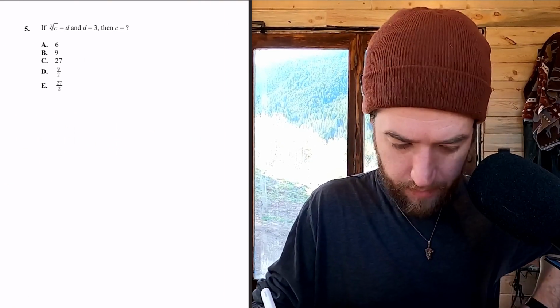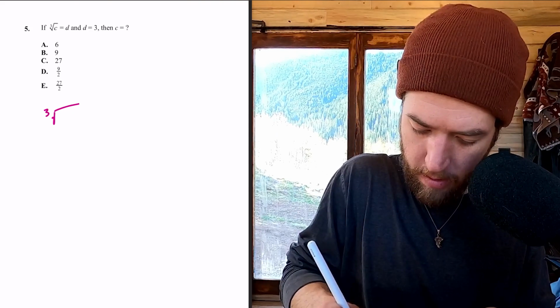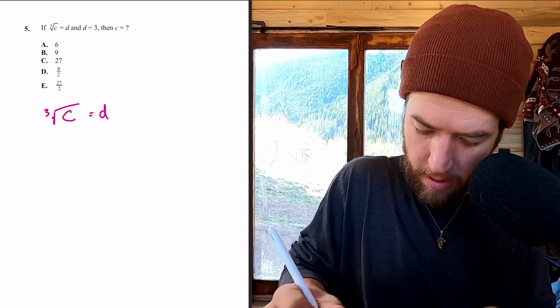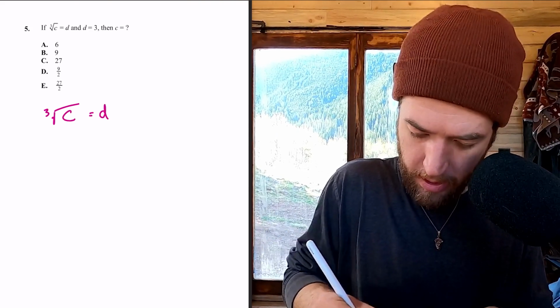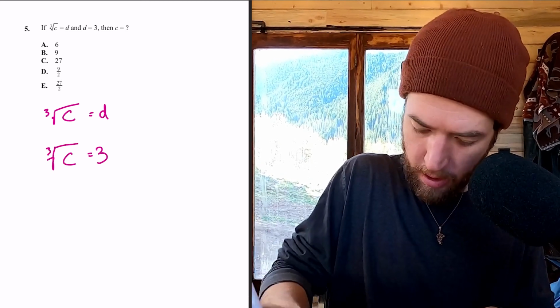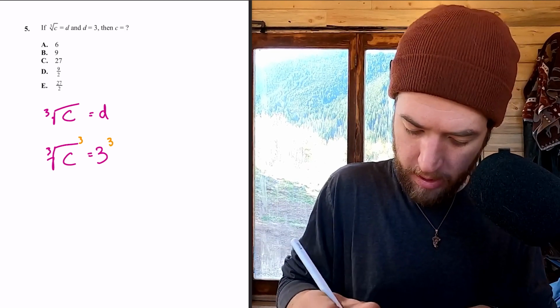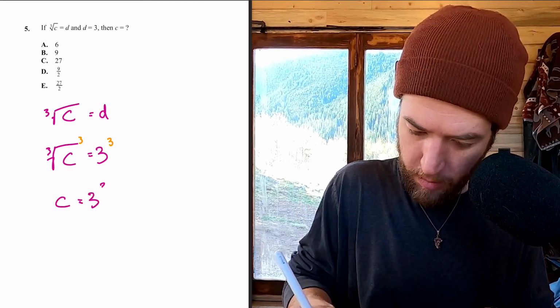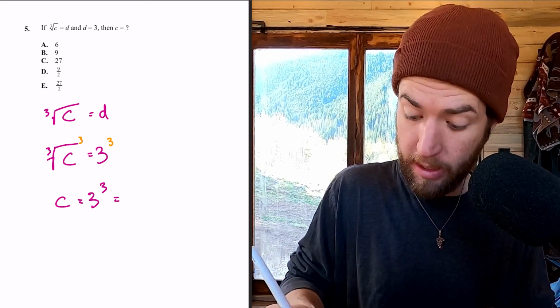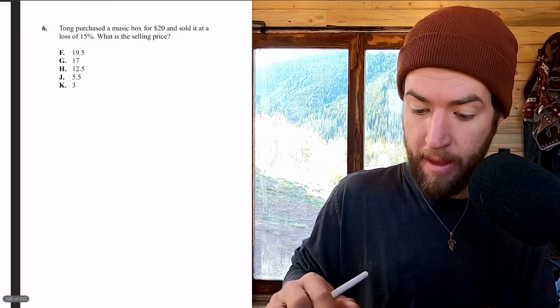Okay, so if the cube root of C is equal to D, and D equals 3, then what does C equal? So the cube root of C is equal to 3. I'm going to cube both sides. So now C is equal to 3 cubed, which is 3 times 3 is 9, times 3 is 27. Letter C. On to the next.